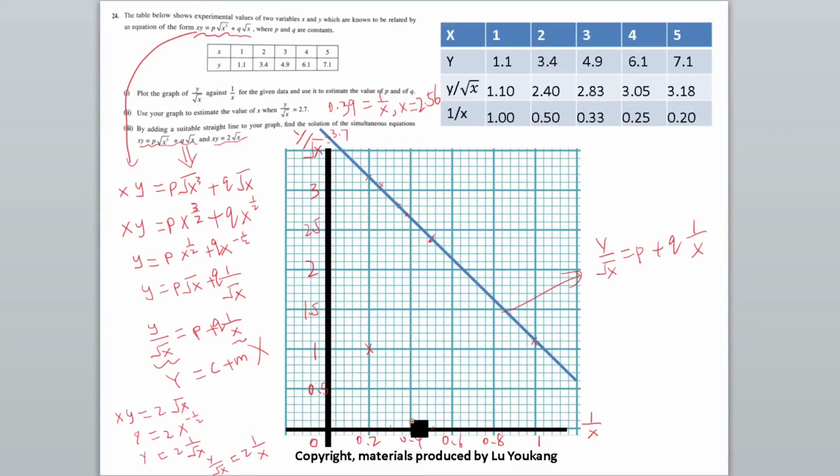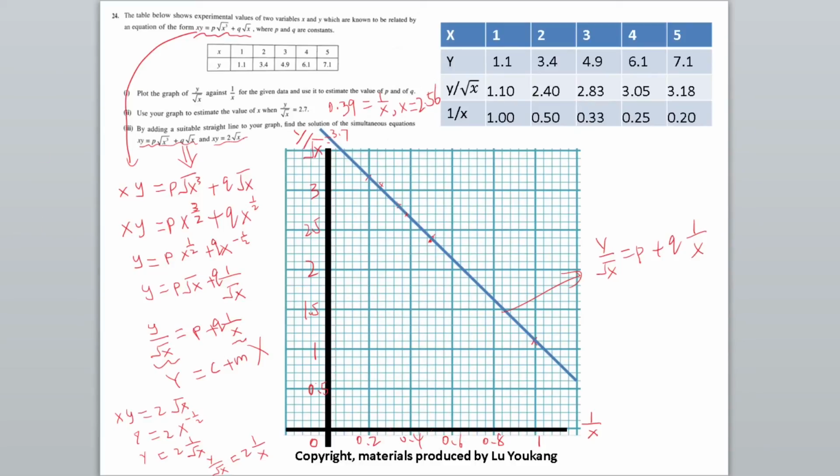So what I need to draw is a straight line which gives me a gradient of 2 in this graph. So pretty easy. At 0.2, I should get 0.4. At 0.4, I should get 0.8. At 0.6, I get 1.2. At 0.8, I get 1.6. So please wait for me to mark out all these points.